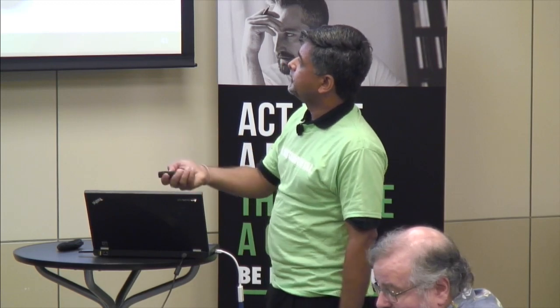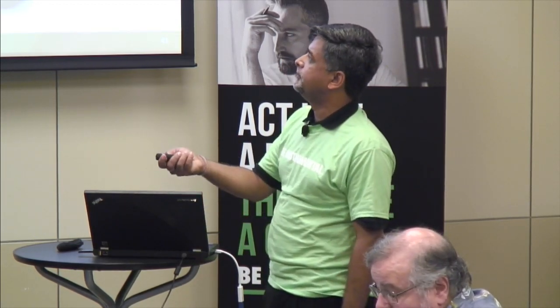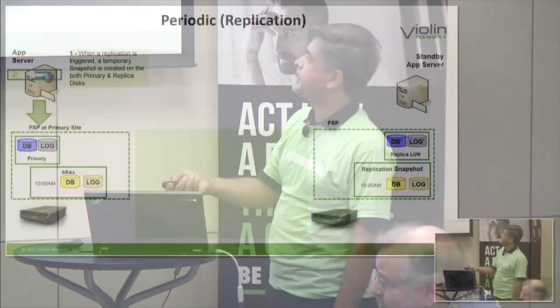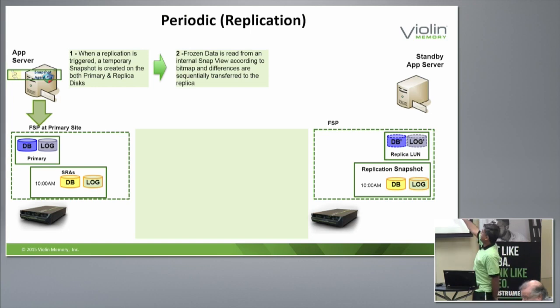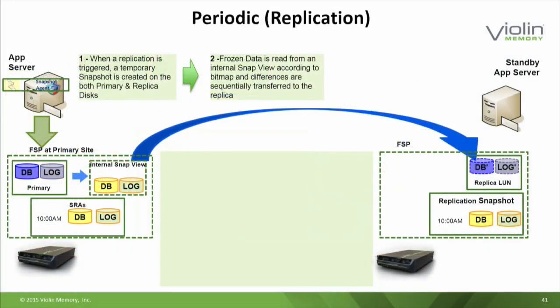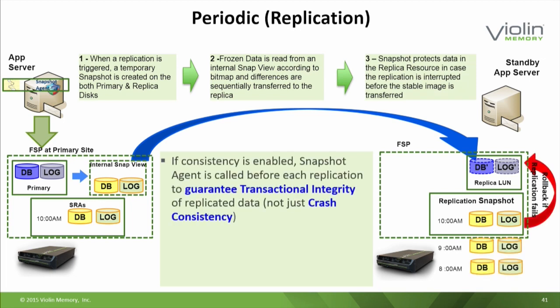This is a little bit of a deeper dive into how the periodic replication works. I'm going to quickly browse through it. At the time the replication schedule is triggered, a snapshot happens on the primary side. On the secondary also, we take a snapshot to preserve the sanctity in case the replication breaks down. From the snap view, you read the differential data that has accumulated and send it to that side. If everything completes, that gets promoted as a replica. Otherwise, the snapshot is there to protect it from any kind of faults.